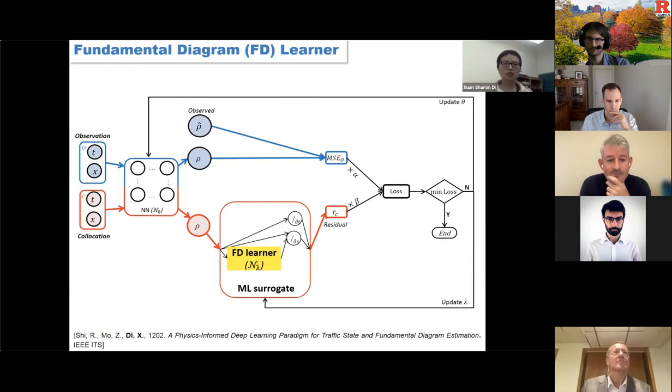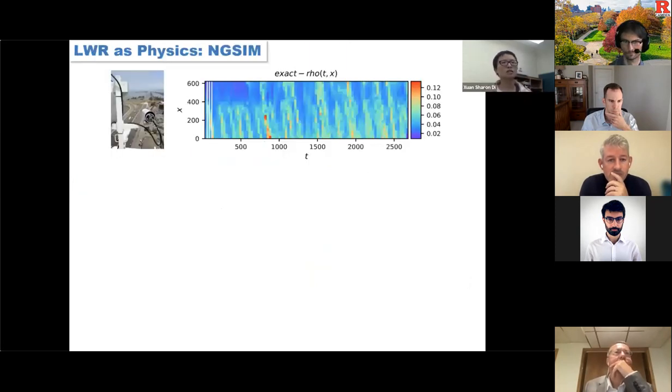And then in the training, when we update lambda, this lambda is not the model parameter involved in LWR anymore. It's the parameters used by the FD learner. And by the end of the day, what we end up with is the trained neural network plus this FD learner. And we apply this framework to the real world NGSIM data.